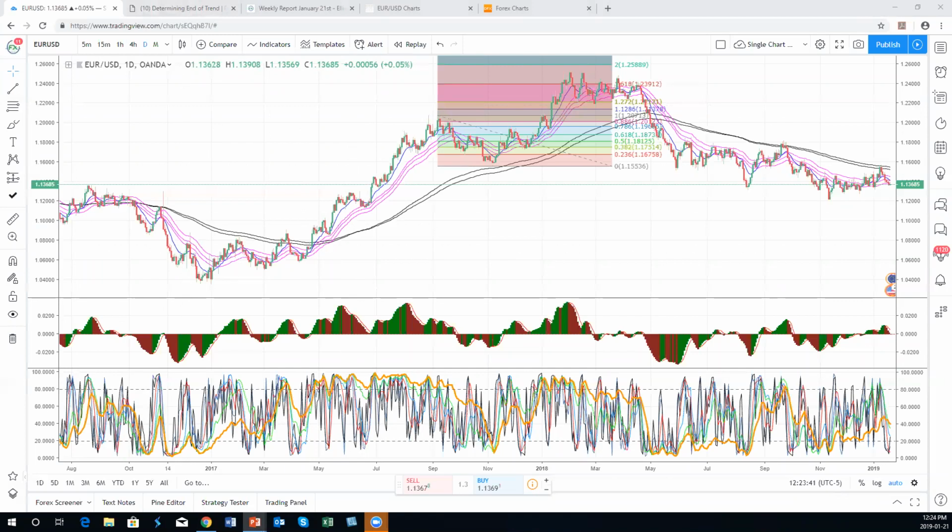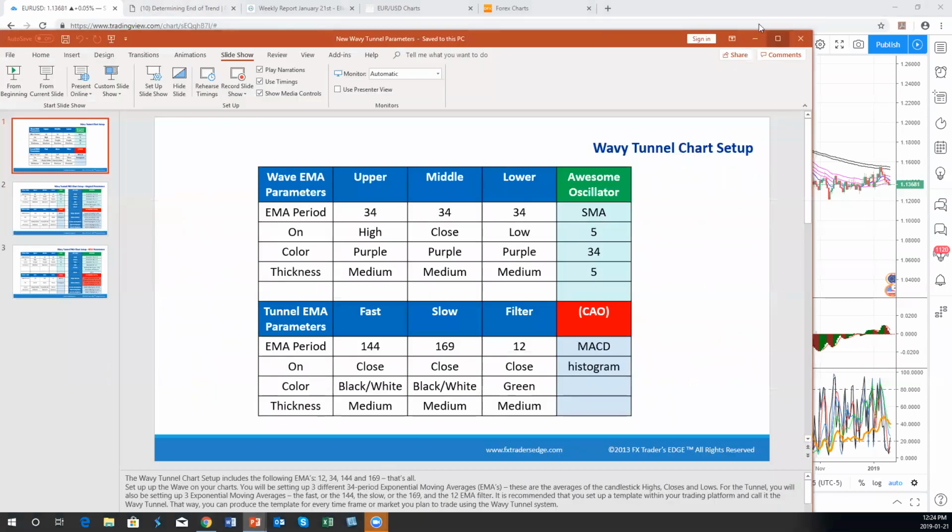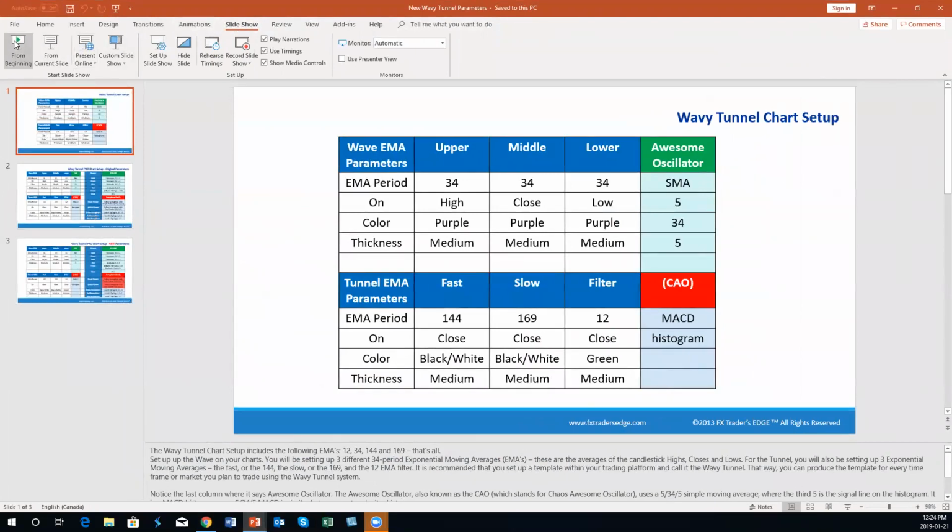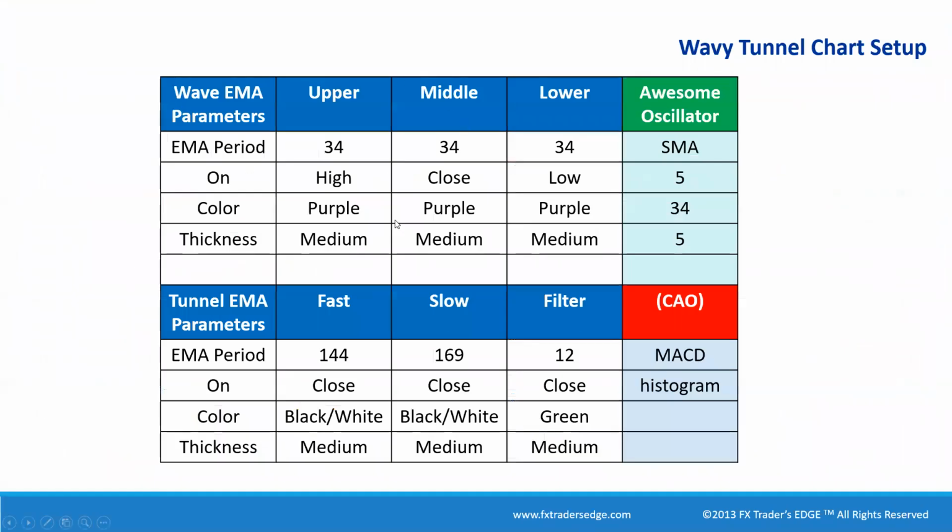Okay. All right. What I'm going to show you right now is the wavy tunnel parameters. This is the original wavy tunnel, the wavy tunnel chart setup. So depending on the platform that you're using, you can certainly put this on yourselves, and we have the MotiveWave and the MT4 downloads, and we have video instructions for most of the other platforms.